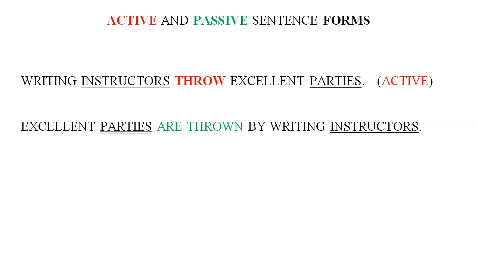In fact, I can just leave it out if I want to, because the sentence already has a subject, parties, and a verb, are thrown, and as you know, all a sentence needs for its completeness are a subject and a verb. So, having made these changes, I've created a sentence using a passive construction. And notice that the new subject, parties, does not perform the action in the sentence. The parties do not throw the professor.